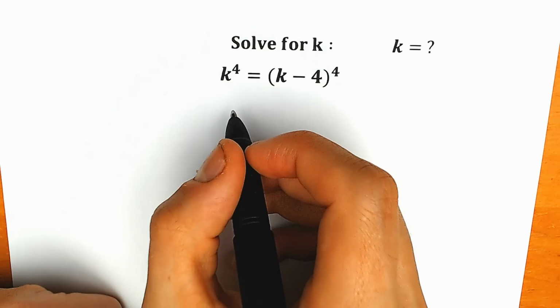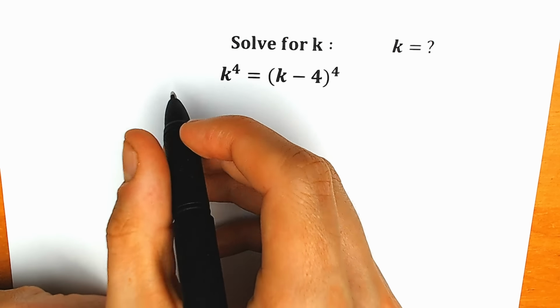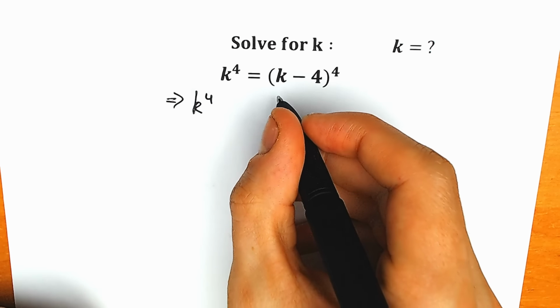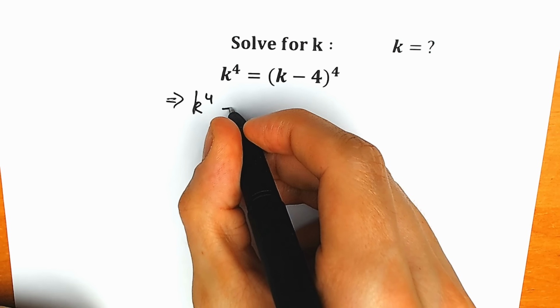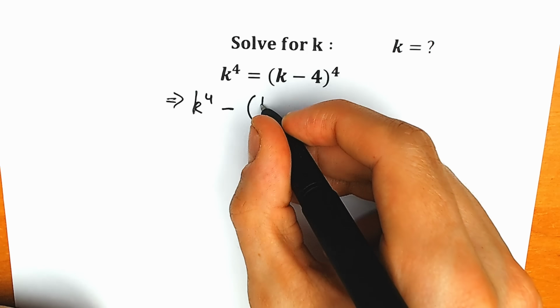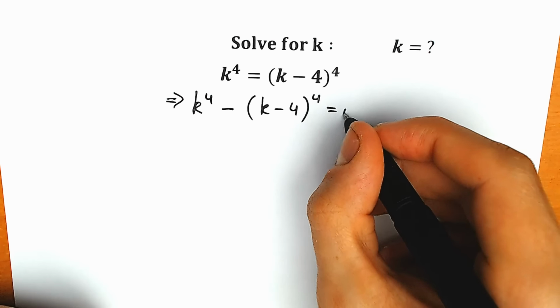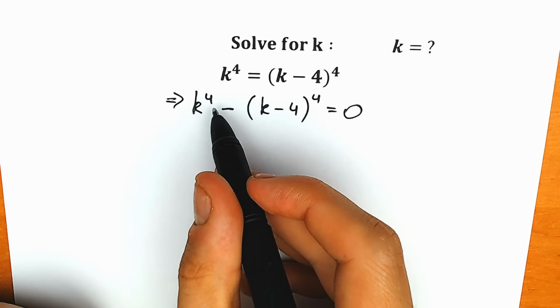Okay, so first of all, let's write everything on the left side. On the right side we have (k minus 4) to the power 4, and this one we write on the left side but with a negative sign: k to the power 4 minus (k minus 4) to the power 4 equal to 0. And right now we have a difference of fourth powers.